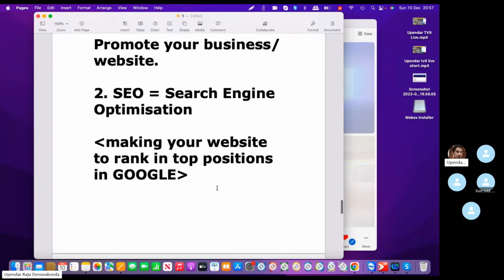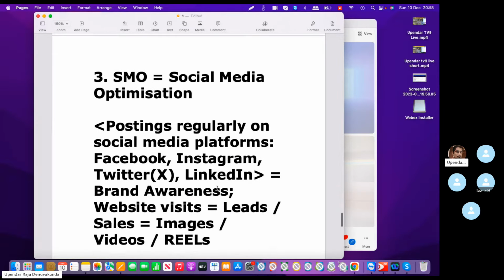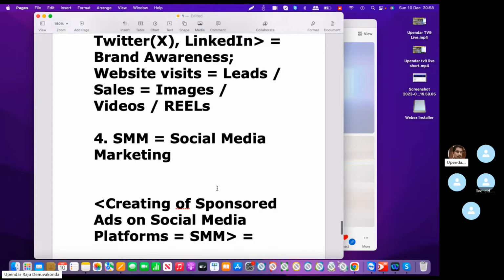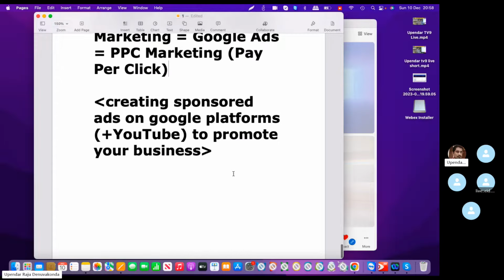After that, you are implementing SEO, social media optimization, social media marketing, and search engine marketing. So what exactly are you going to learn in digital marketing? How you can implement SEO, social media optimization, social media marketing, and search engine marketing. All these things you are going to learn as part of digital marketing, and that's the most important thing. So I hope it is clear.